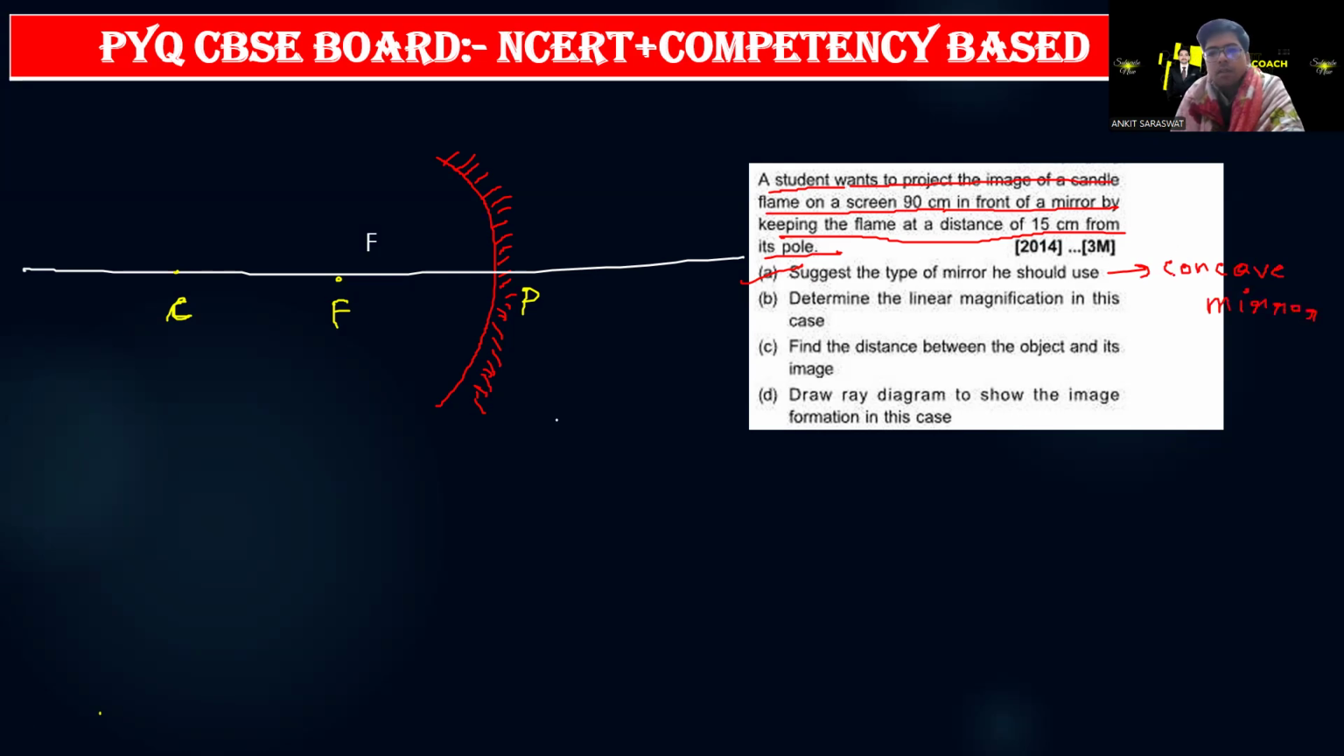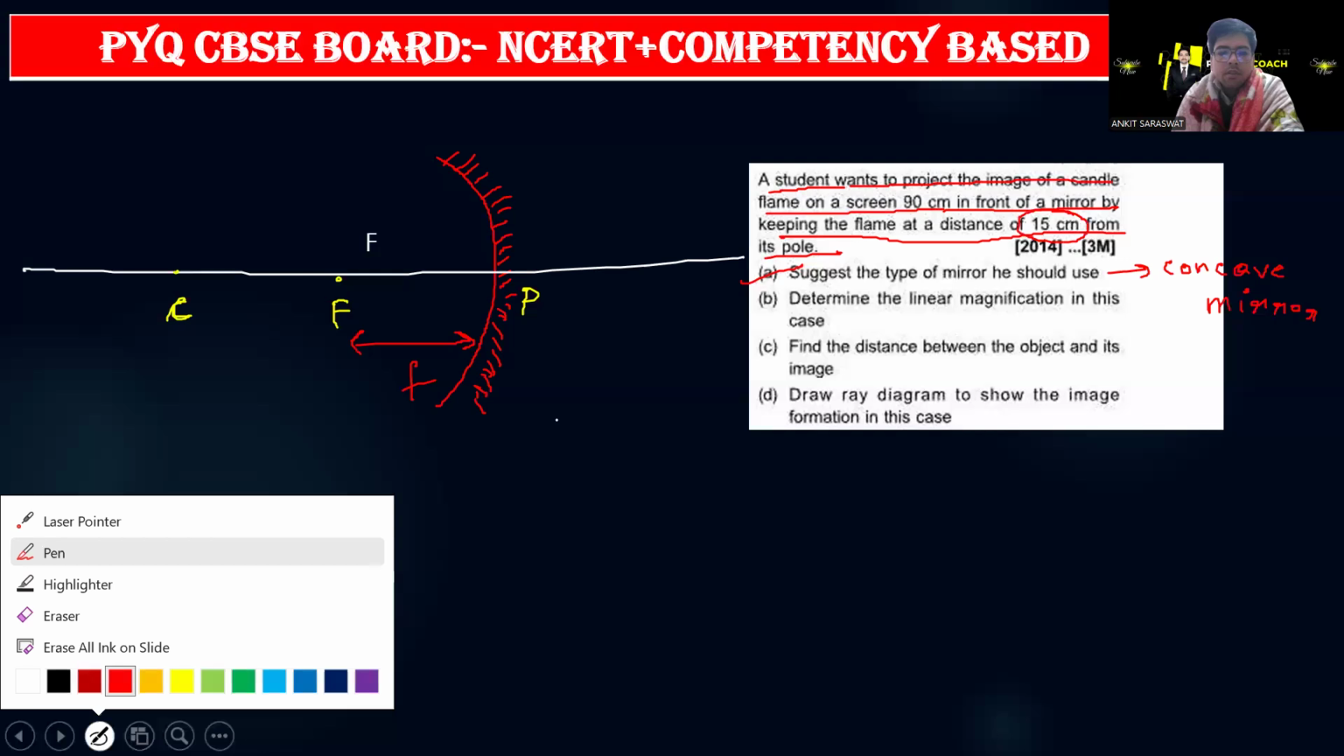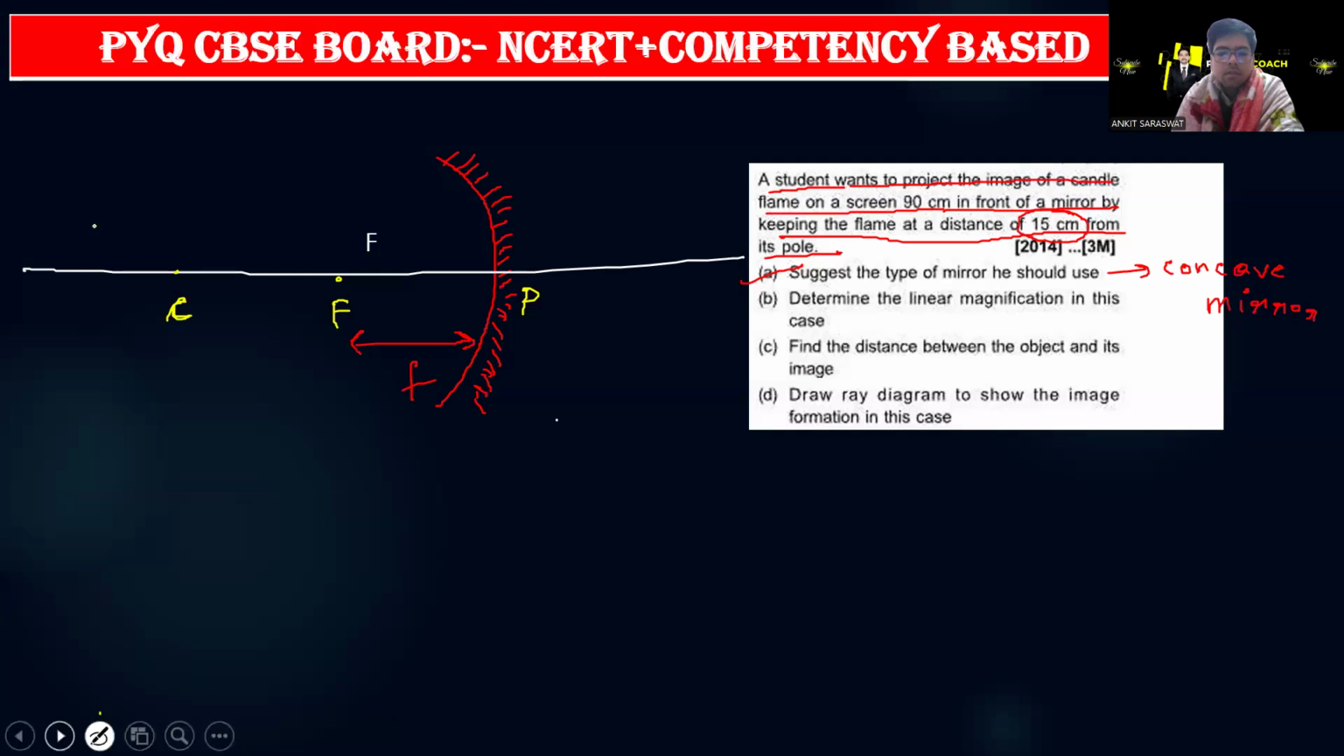Determine the linear magnification in this case. Already we know this is focus, focal length. I don't know what the focal length is at first, but they have mentioned that the object is placed at a distance of 15 centimeter from the pole. So first of all, we will find the focal length. 1 upon f is equal to 1 upon v plus 1 upon u. v will be minus 90. u is minus 15.